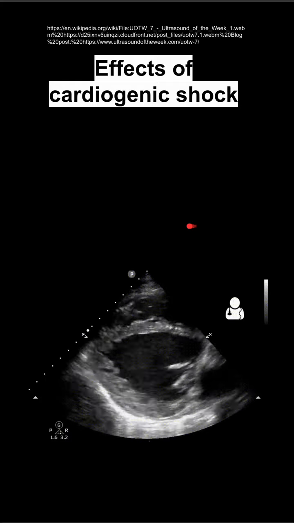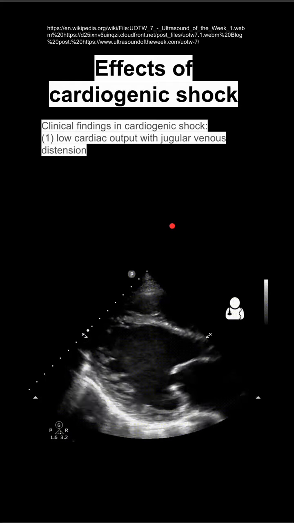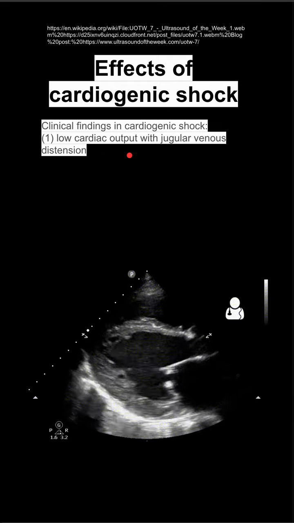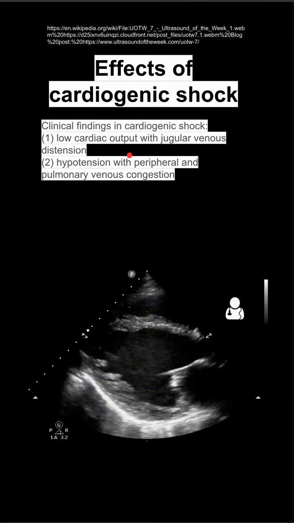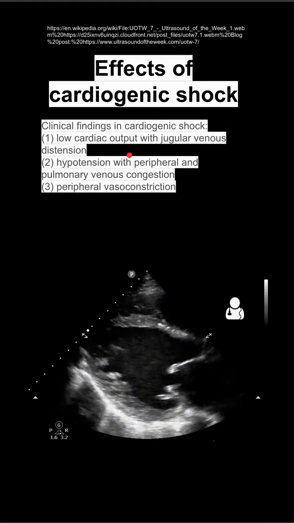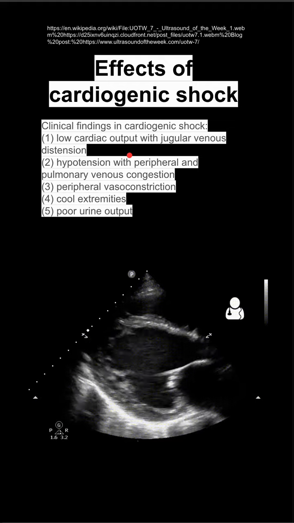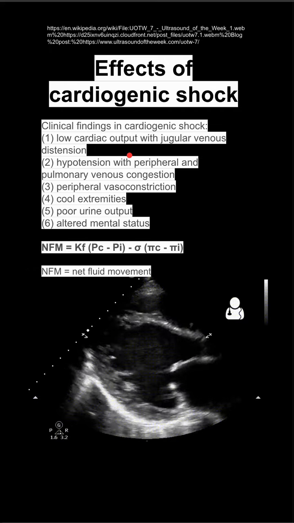Effects of cardiogenic shock. There are several clinical findings associated with cardiogenic shock. They're listed here: low cardiac output with jugular venous distension, hypotension with peripheral and pulmonary venous congestion, peripheral vasoconstriction, cool extremities, poor urine output, and altered mental status.